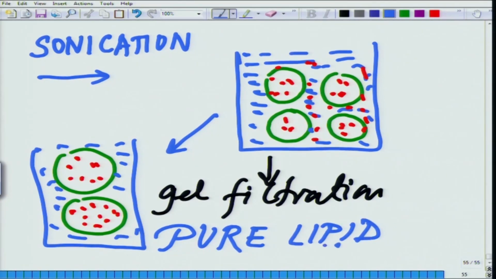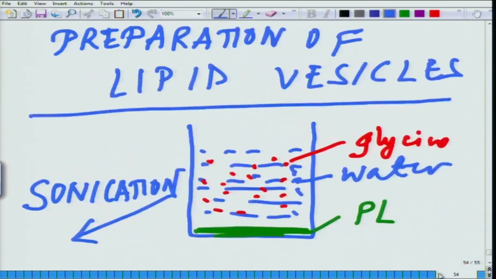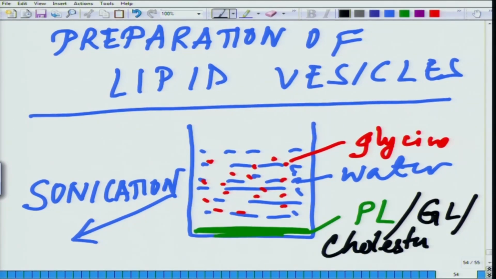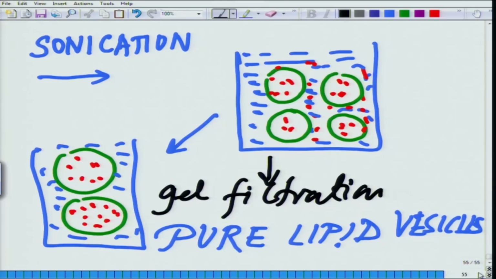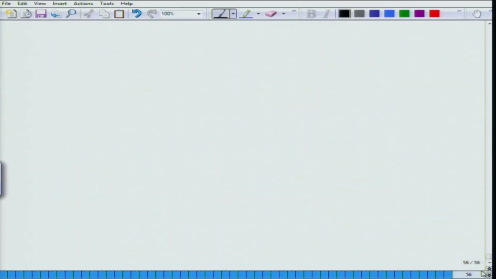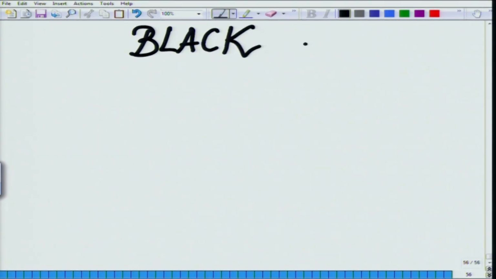And you can use whichever phospholipids, or instead of phospholipids some mixture of glycolipids. You can use cholesterol, and you can vary the concentration of cholesterol. You can do several things in this situation, which will help you create different kinds of vesicles. There is another, slightly more advanced technique, called the black lipid membrane technique of studying lipid bilayer. Black lipid membrane.